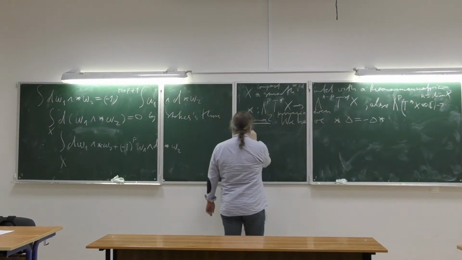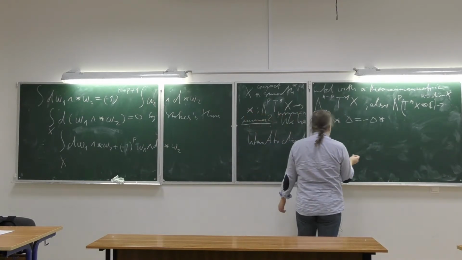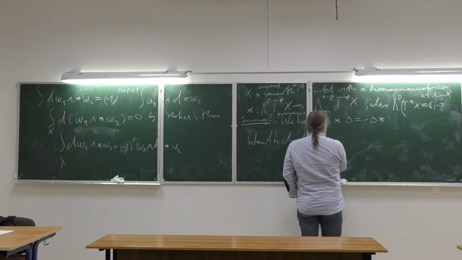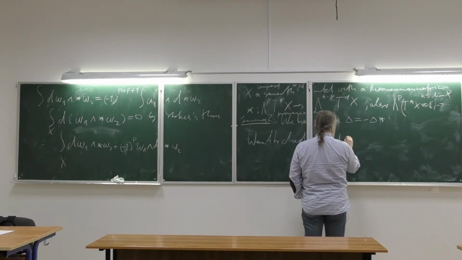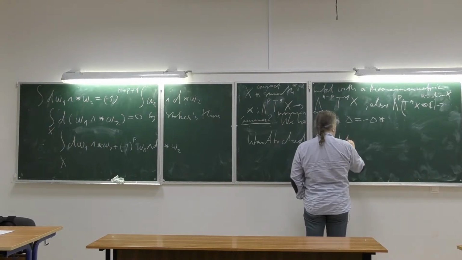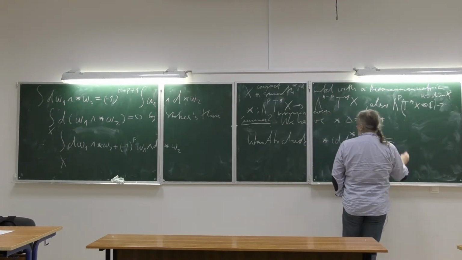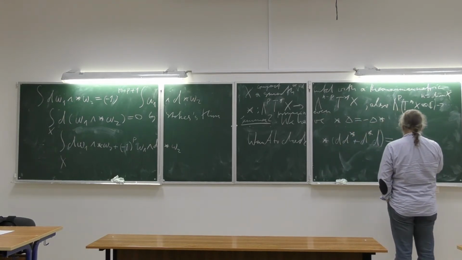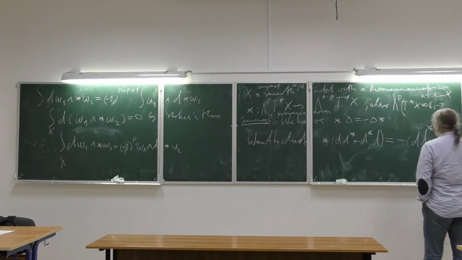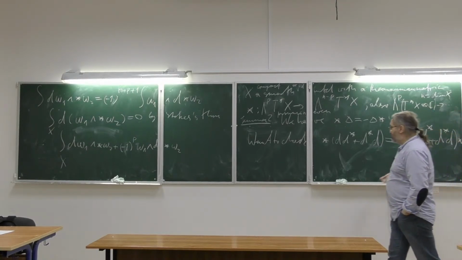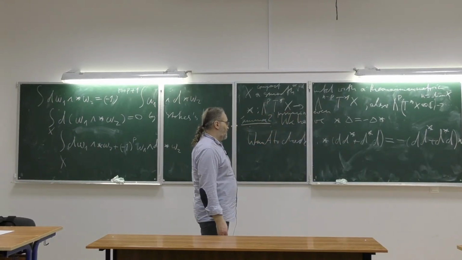Well, what do we want to check? We want to check that star (d d star plus d star d) is minus (d star d star d star). Okay, so this is the formula we need to check. Okay, let's check it.